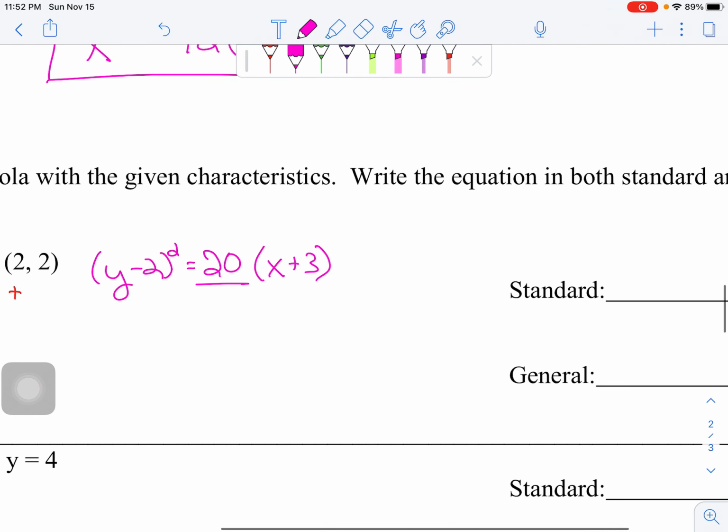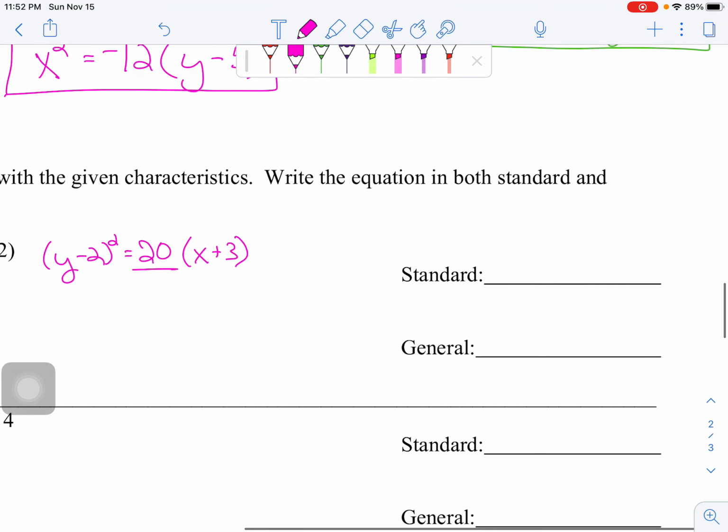So what we've just written here is the standard form. All right, so (y - 2) quantity squared is equal to 20(x + 3). All right, standard form, great, fabulous, done.